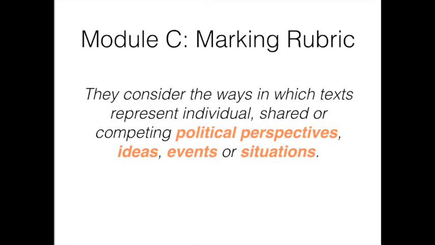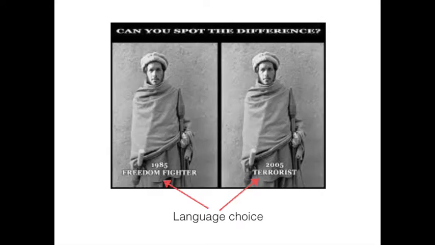The next part of the rubric that I'm going to analyse is they consider the ways in which texts represent individual, shared, or competing political perspectives, ideas, events, or situation. The key thing to analyse in this chunk is the idea of perspective. Perspective is encapsulated in the axiom that one man's terrorist is another man's freedom fighter. It all depends on the point of view.